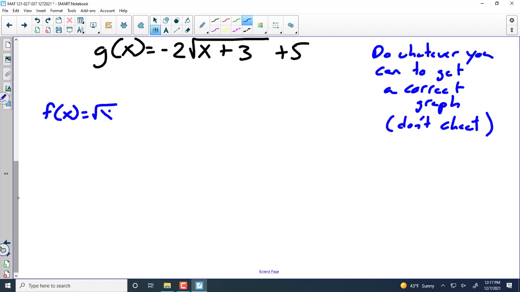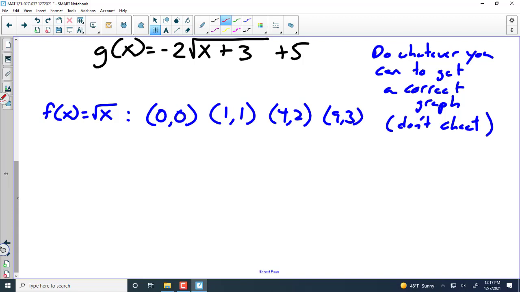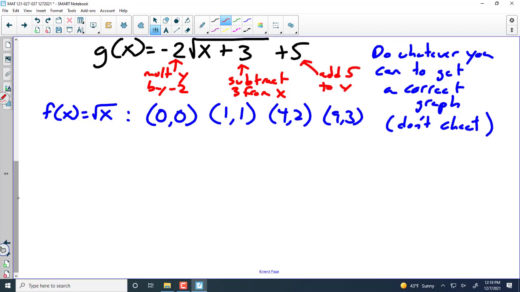The way I taught you how to do it in class was I told you to start with several basic ordered pairs. And then one by one, transform those ordered pairs. So what you do is you subtract 3 from x, you would multiply y by -2, and you would add 5 to y. I'm not going to bother doing this whole problem right now because the answer key is available and it tells you all the steps.